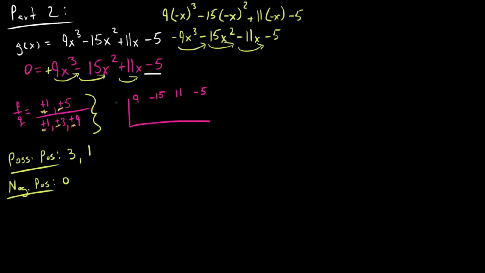What if we tried -1 to begin with? Carrying down the 9, we're plugging in a negative potential zero here. So carry down the 9, this is -9, this will be -24.